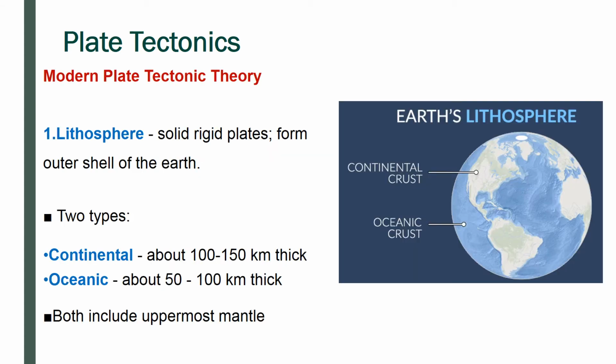Okay, now we come to the modern plate tectonic theory. We have to know three main components of the Earth. First one is the lithosphere, which is solid, rigid plates, and it forms the outer shell of the Earth. There are two types of lithosphere: continental, about 100 to 150 kilometers in thickness, and oceanic, which is about 50 to 100 kilometers in thickness. Both include the uppermost mantle. Okay, so this is the first component.